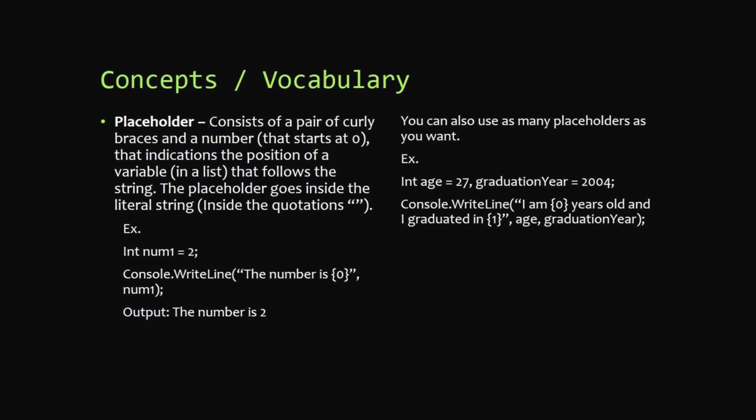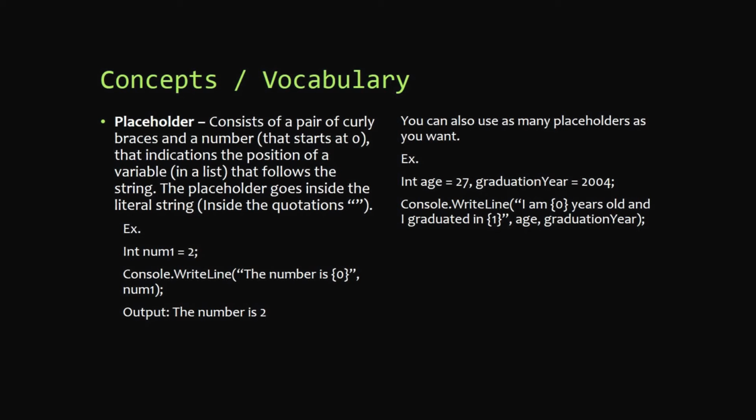A placeholder consists of a pair of curly braces and a number that starts at 0. That indicates the position of the variable in a list that follows the string. A placeholder goes inside the literal string, inside the quotation. So let me give you an example. Here's our data type integer, our variable num1, and that's assigned the value of 2. And then here's some code, console.writeLine, and the literal string is what we call the information inside the quotation. So the literal string says the number is placeholder 0.